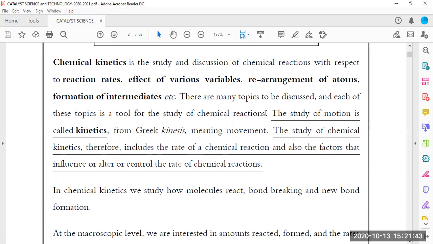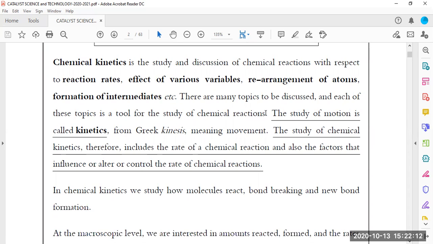Now, the study of motion is called kinetics. So in kinetics, we're studying the movement, the motion of particles, and how this motion can be affected by using, for example, different temperature, or can be affected by using a catalyst.